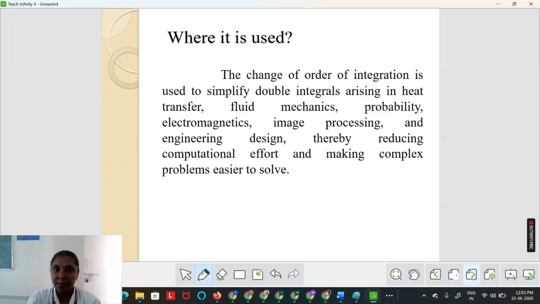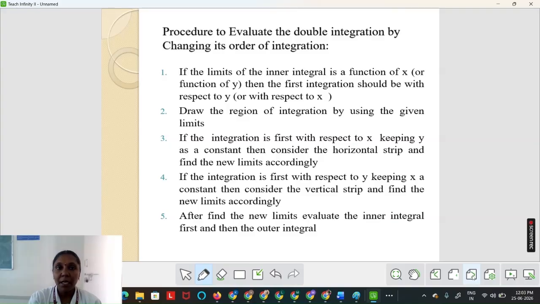Where is it used? The change of order of integration is used to simplify double integrals arising in heat transfer, fluid dynamics, probability, electromagnetics, image processing, and engineering design, thereby reducing computational effort and making complex problems easier to solve. Next, the procedure to evaluate the double integration by changing its order of integration.